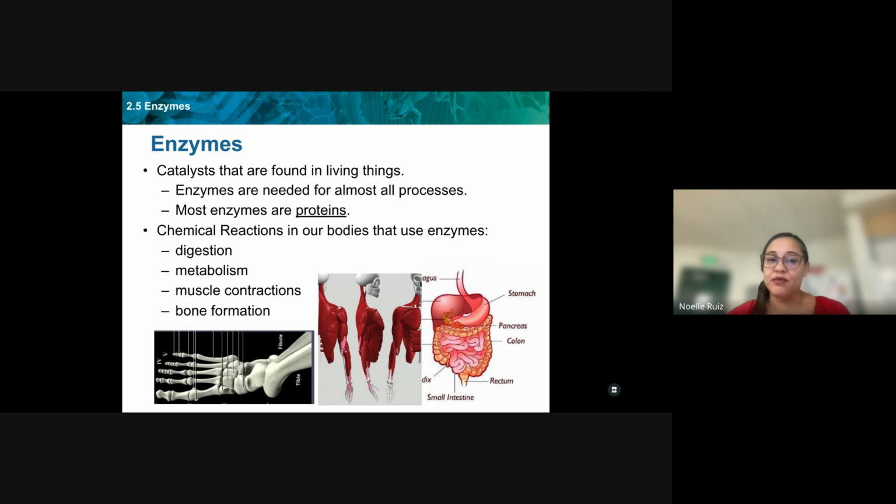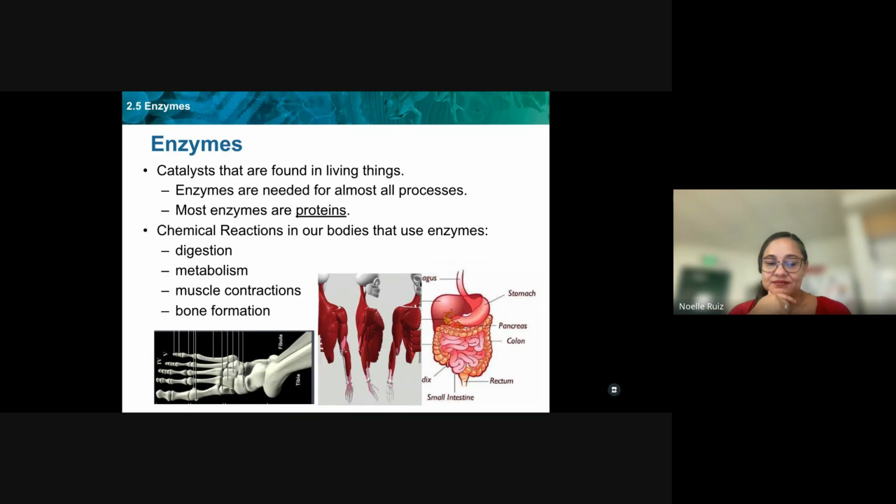And then there's examples of chemical reactions in our bodies that use enzymes. Digestion is the typical one. You eat your food, you chew it up. Your food becomes a different form as you chew. You have enzymes in your saliva that start to break down that food while it's still in your mouth before you even swallow it. And then you have more enzymes in your stomach, in your small intestine, in your large intestine. It breaks down different parts of your food as it processes through.